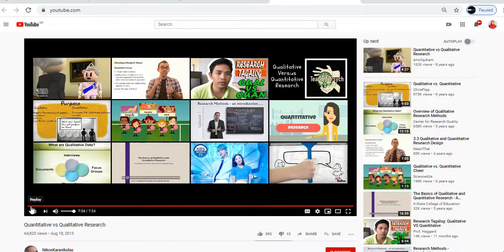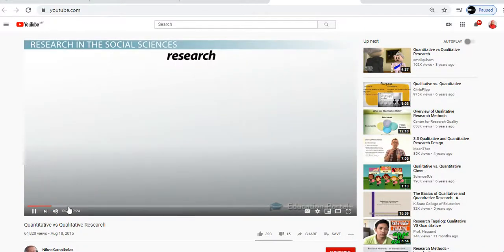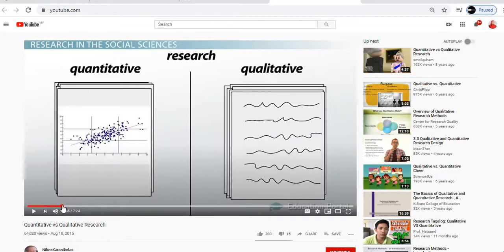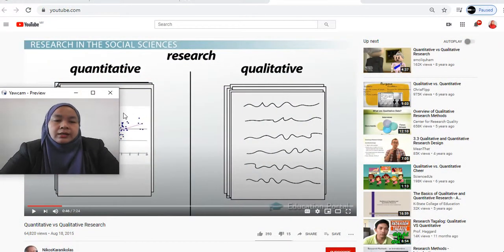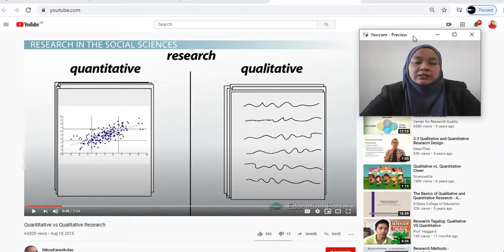Okay, so that's the other difference between quantitative and qualitative research. Let's look at it again. Okay, let's just put it here. So what is the difference between quantitative and qualitative?